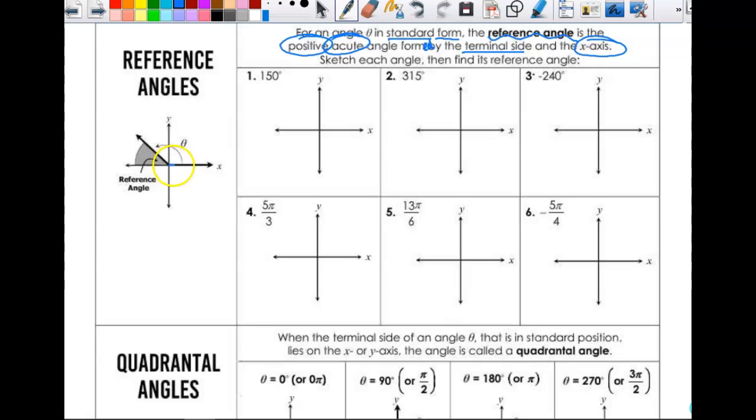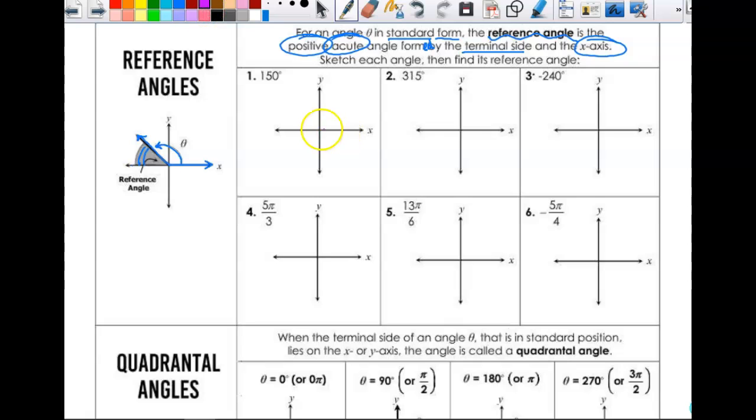So if this is my angle right here, this is my theta, which is in here, then to get from the terminal side to the x-axis is right here. That makes this angle, whatever it is, my reference angle. So it's very simple to figure out, but you got to be able to draw it and get there first. So it says sketch each angle, then find its reference angle.